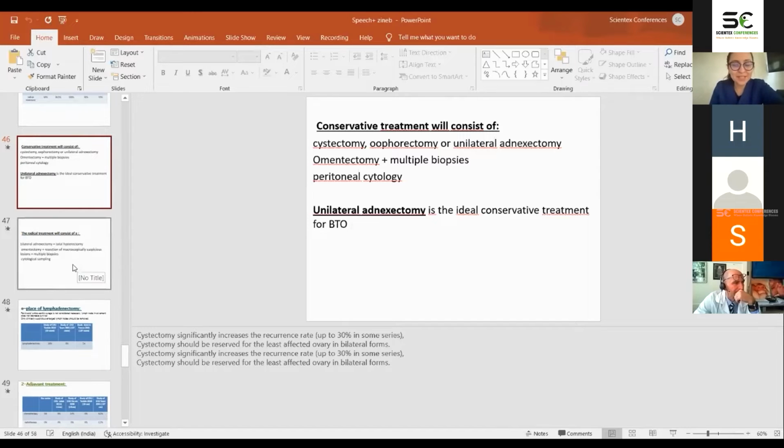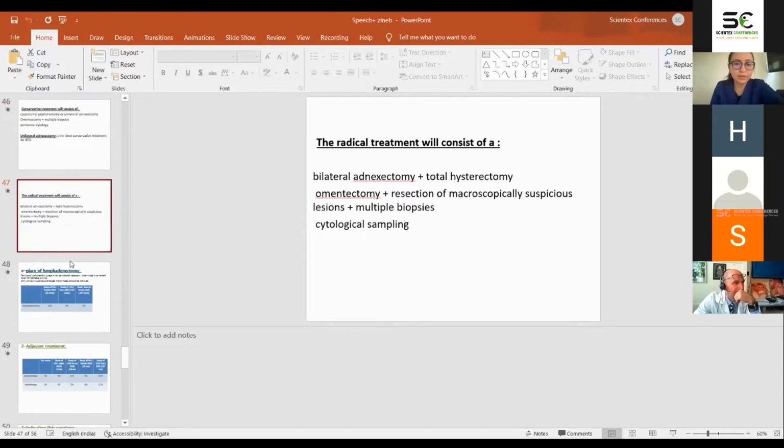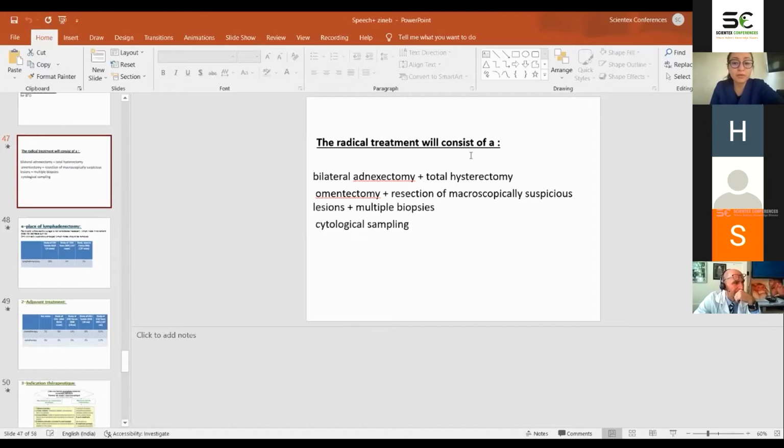The radical treatment will consist of a bilateral adnexectomy, total hysterectomy, omentectomy, resection of macroscopically suspicious lesions, and multiple biopsies with cytological sampling.